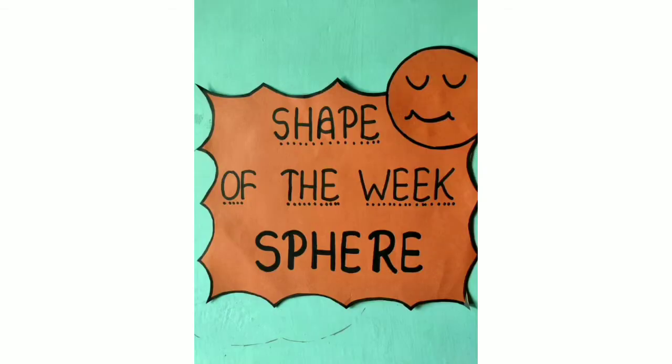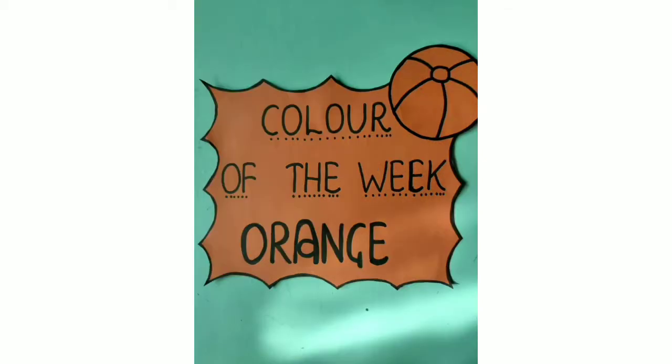The shape of the week is square. Say square. The shape of the week is square. Very good. Color of the week. The color of the week is orange. Which color is this? Orange. Say, color of the week is orange. Say orange. Very good.